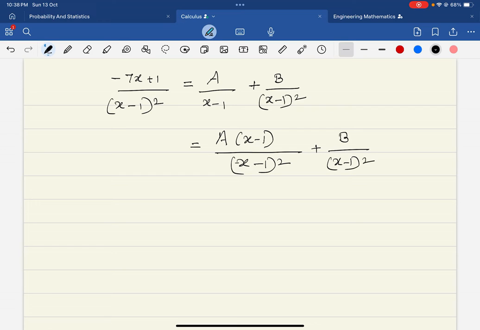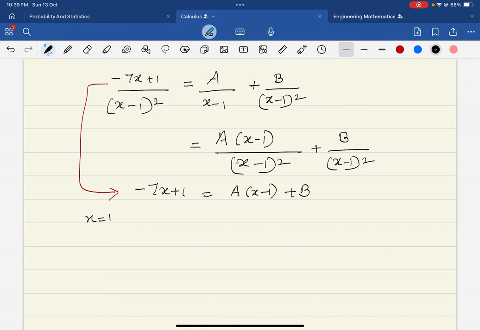When I write, there is nothing with b. So that's what we can write, minus 7x plus 1. That is the numerator here. The numerator here, minus 7x plus 1, will be equated with what? a times of x minus 1 plus b. That's it. Okay.